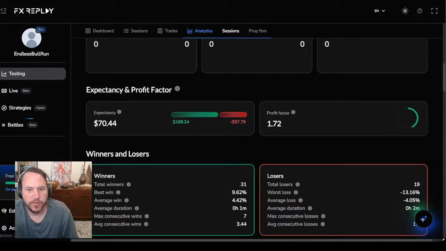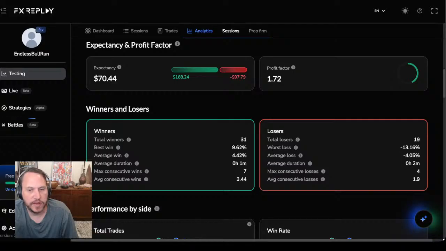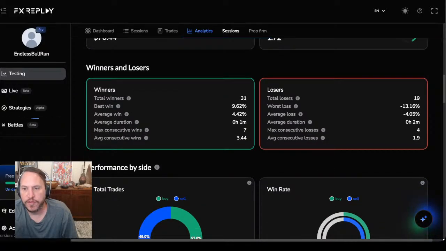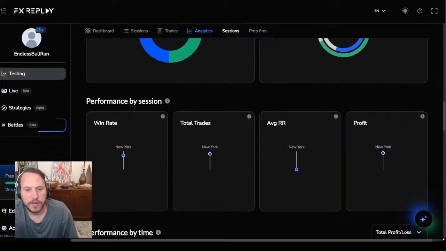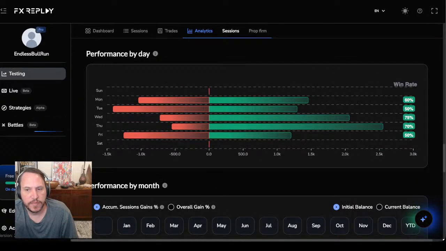Winners were bigger than the losers, 1.72 profit factor. This was the one that really did us in, like I said, a 13% loser. We would have scaled way down. We never want to lose more than 10% or win more than 10%. Fridays were the worst days. Fridays and Tuesdays.